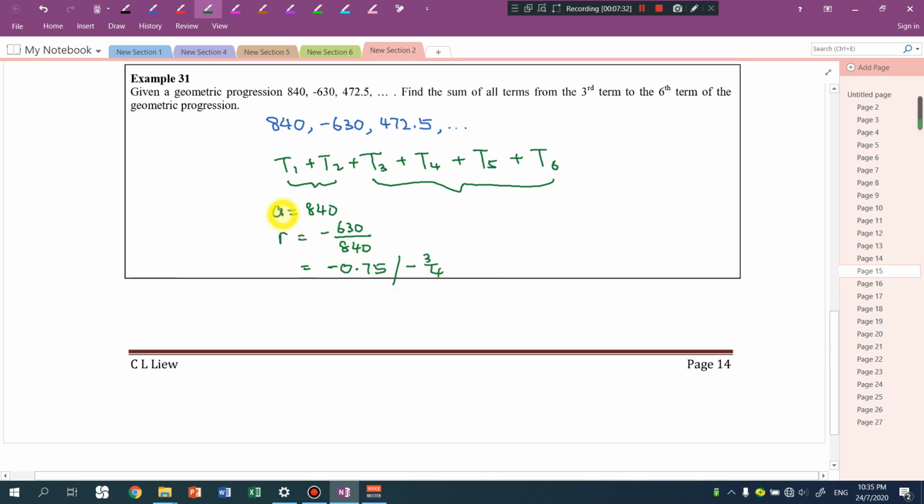Okay, so now we have the common ratio and the first term. It's very easy for us to find S2 and S6. Okay, let's find S2 first. S2 is equal to A times 1 minus R to the power of n, that is 1 minus negative 0.75 raised to the power of n, where n is equal to 2, over 1 minus R.